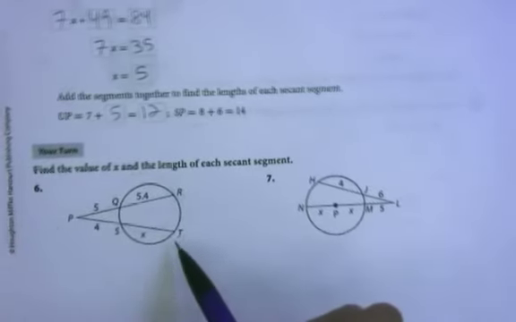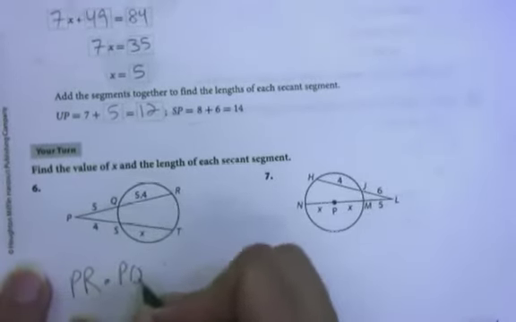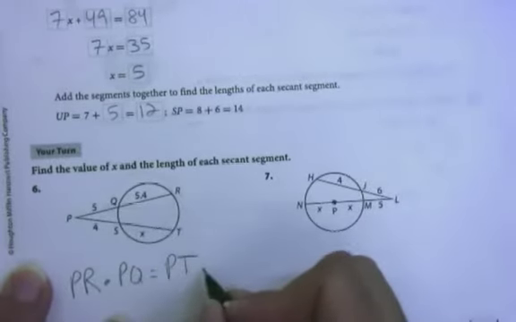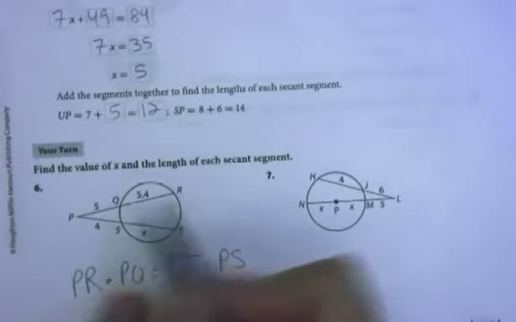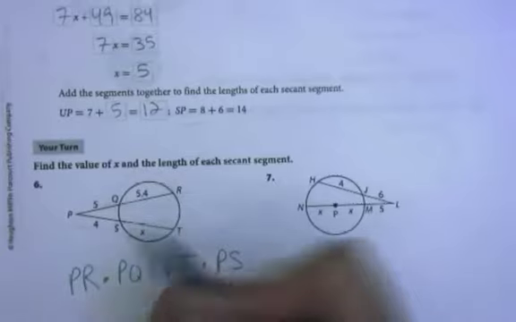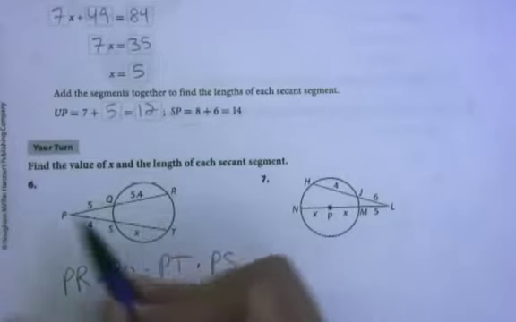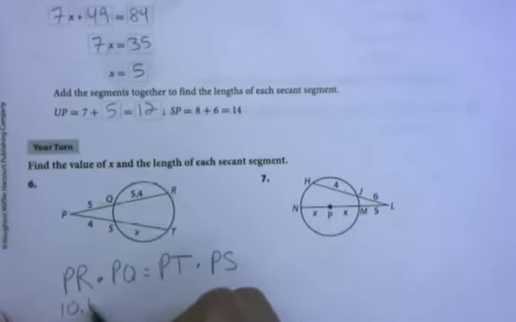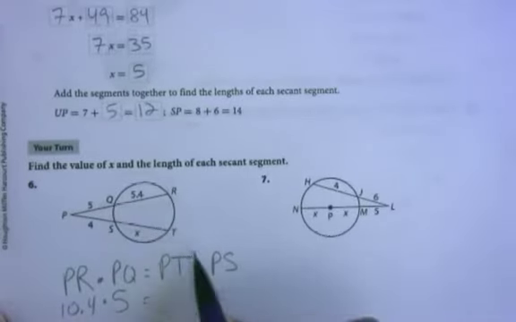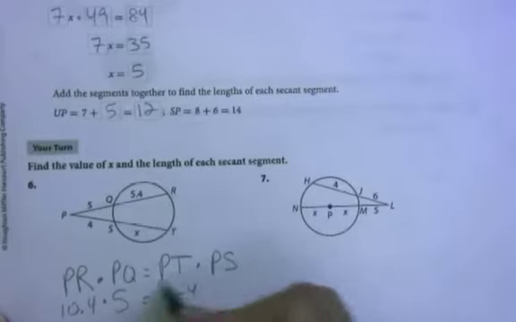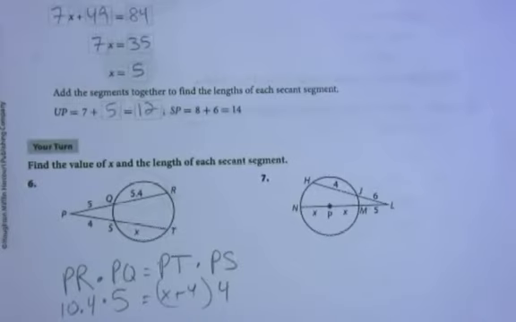In your turn example 6, very much the same idea. PR times PQ will equal PT times PS. Remember, the whole thing times the external part will equal the whole thing times the external part. So substituting my values in, the length of PR is 10.4 times the length of PQ is 5 equals the length of PT is x plus 4 and the length of PS is 4.